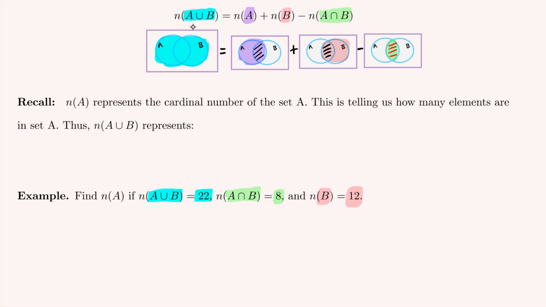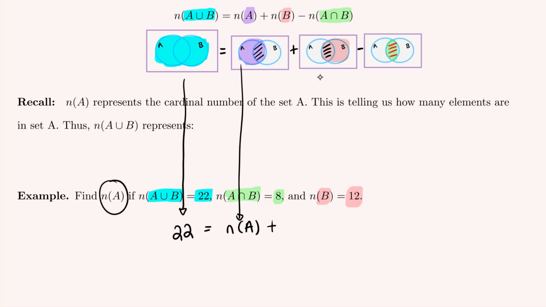So if we set up using this formula, we know the number of elements in A union B is 22, but that means that's equal to the number of elements in A, which is what we're looking for, so I just write that down. I don't know it, I'll have to find it. Plus, the formula tells me I add the number of elements in B, which was said to be 12, and then I must subtract the number of elements in A intersect B, which from the information given is 8.